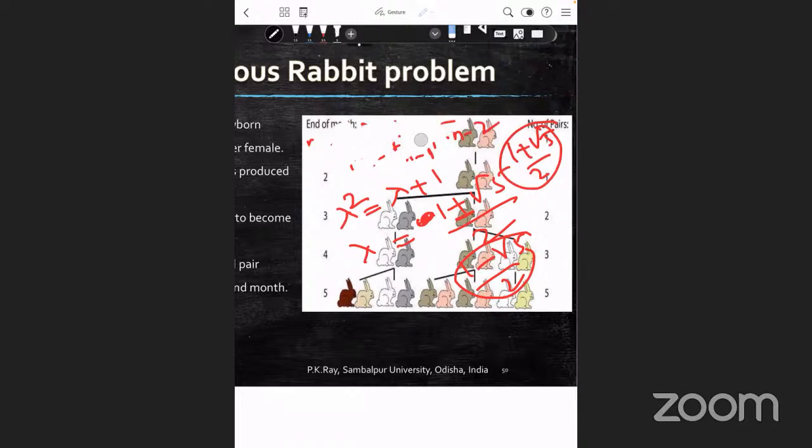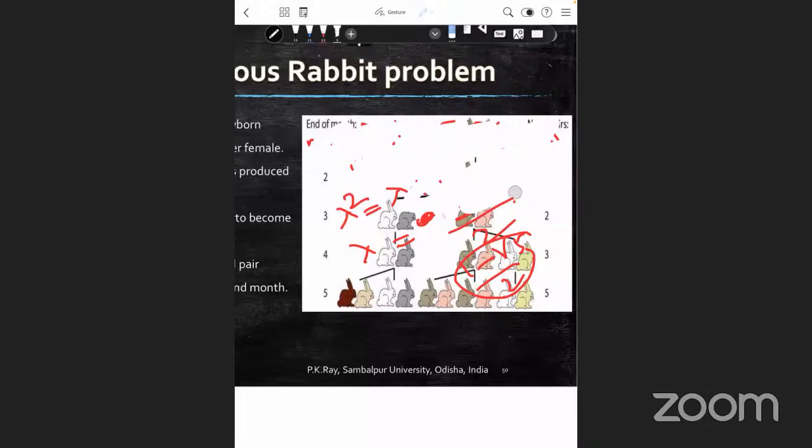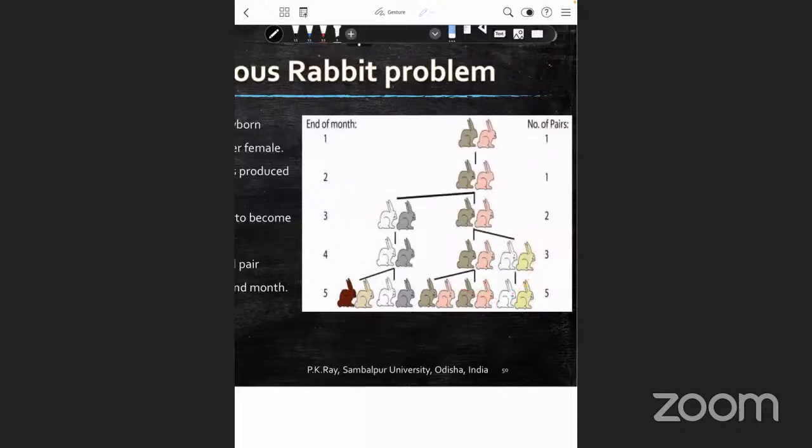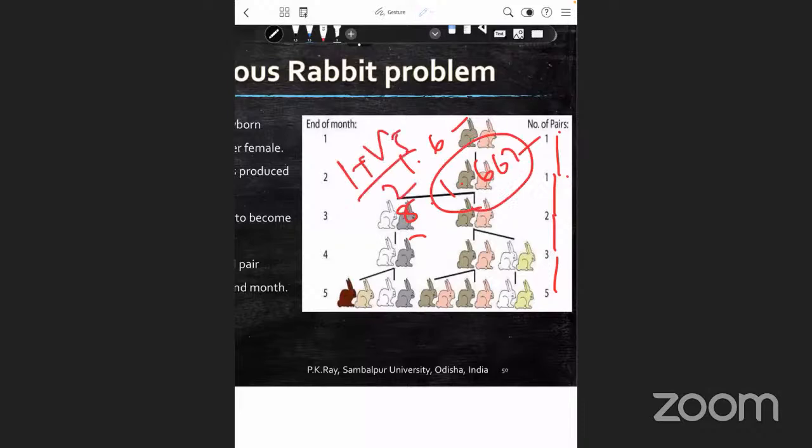Why it is called golden ratio? Because this is actually a ratio of consecutive Fibonacci numbers. For example, 1 by 1 is 1, 2 by 1 is 2, 3 by 2 is 1.5, 5 by 3 is 1.66 something, 8 by 5 gives us 1.6 something. So this is actually the value of 1 plus root 5 by 2. So Fn plus 1 by Fn tends to a number. This is the golden ratio. That's why it is called the golden ratio.